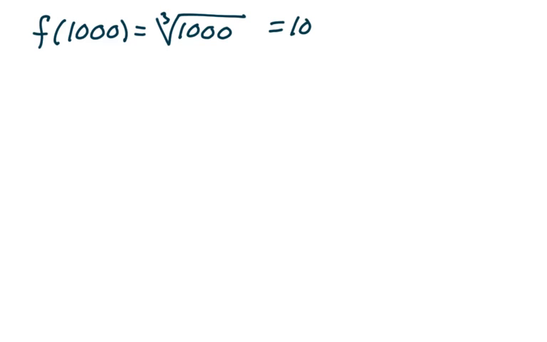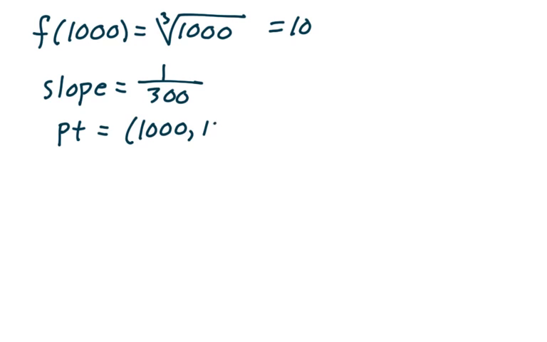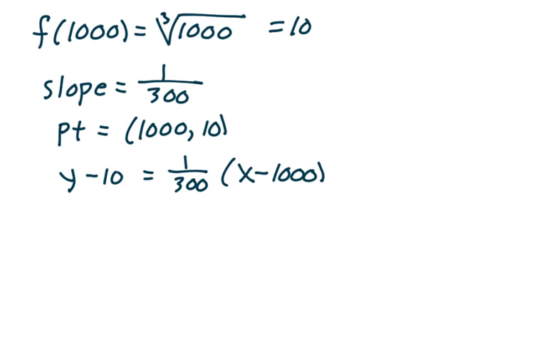Now, f of 1,000 is cube root of 1,000, which is 10. So now we have a slope of 1/300 and a point of 1,000, 10. Y minus 10 is 1/300 times x minus 1,000. And so y is 10 plus 1/300 times x minus 1,000.